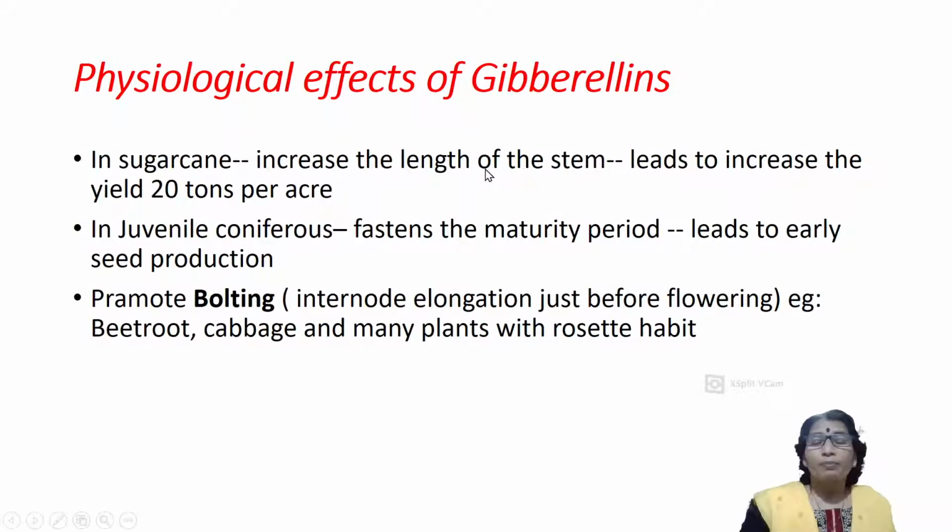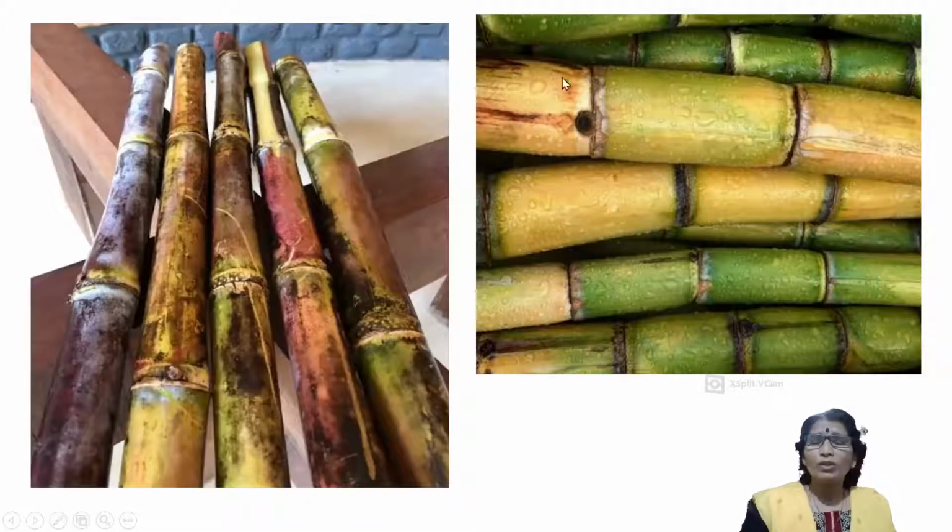And by spraying gibberellins, we can increase sugarcane yield. In which way? So here these are the sugar canes. Here two diagrams are there. In this diagram, you can see the internode region is very short. This is nodal region. This is also nodal region. Nodal region means wherever leaf grows, that is nodal region. Between two nodal regions is called internodal region. Here the internodes are very short.